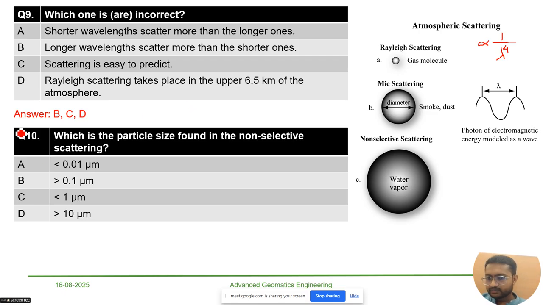Okay. Next we have: which particle size causes non-selective scattering? This is kind of textbook. The size is very large, more than 10 micrometer, where particles are very big ones.